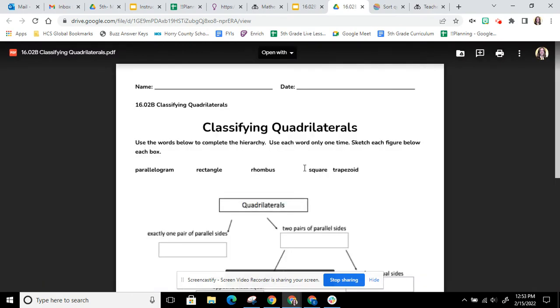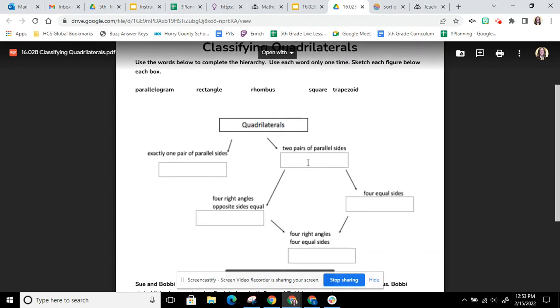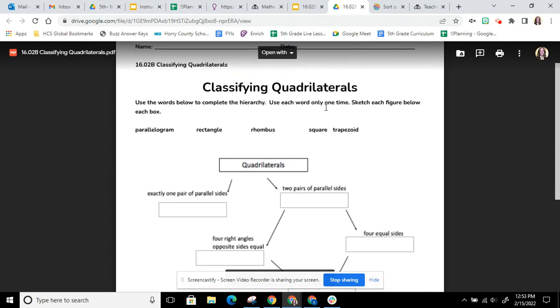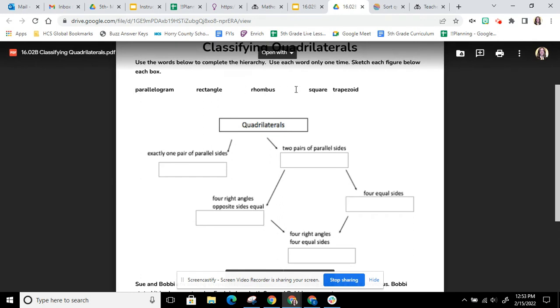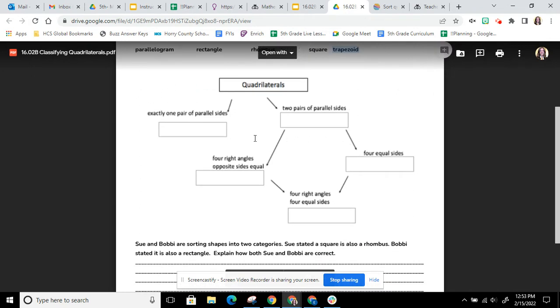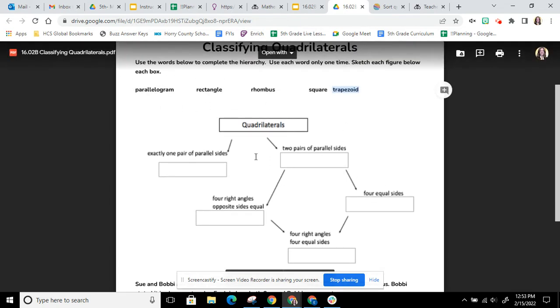This is a 1-page assignment. It says use the words below to complete the hierarchy, to complete this diagram. Use each word only one time. Sketch each figure below each box. This is your word bank right here: parallelogram, rectangle, rhombus, square, trapezoid. So you've got 5 words, and look at your blanks: 1, 2, 3, 4, 5. You're going to use each word once.